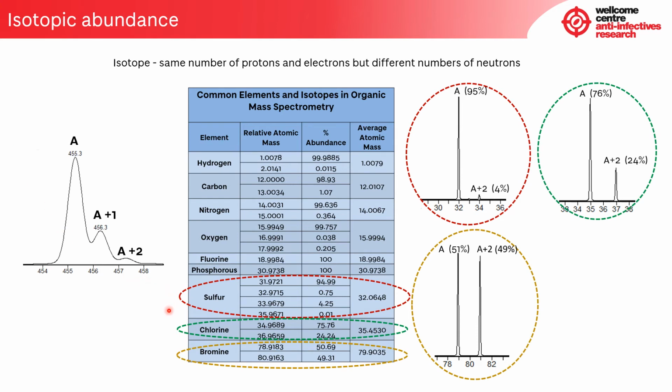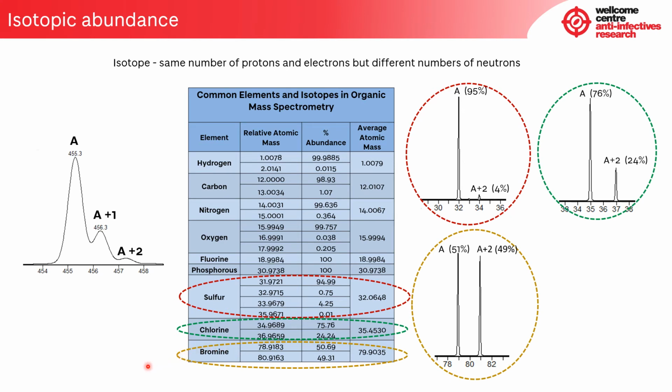The 3 elements highlighted at the bottom of the table have a distinct A+2 isotope. 32 sulfur has a relative abundance of just under 95%, and 34 sulfur just over 4%, and a single sulfur gives the isotopic pattern shown highlighted in the red.